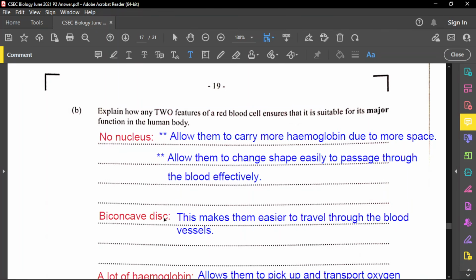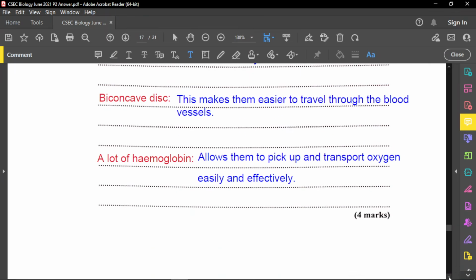They are also biconcave, and being biconcave makes it easier for them to pass through the blood vessels. A lot of hemoglobin is also present in the red blood cells, and this allows them to pick up and transport oxygen easily and effectively.